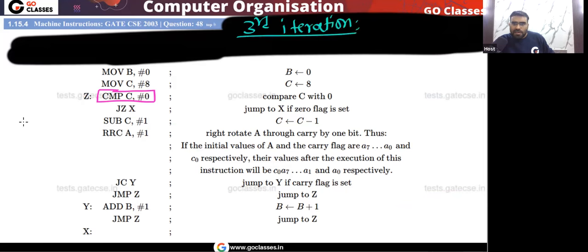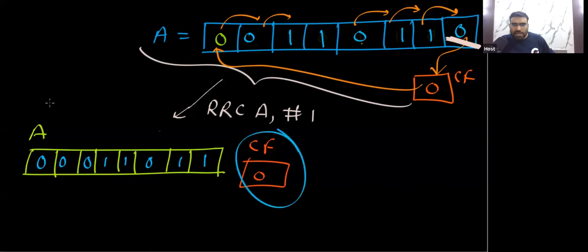In the beginning of the third iteration, what is the value of C? The value of C has now become 6. You know that the carry flag has become 0. Because of what? Actually, we went from here to here, so the carry flag has become 0. That we already know. And what is the value of A? That is 0, 0, 0, 1, 1, 0, 1, 1.